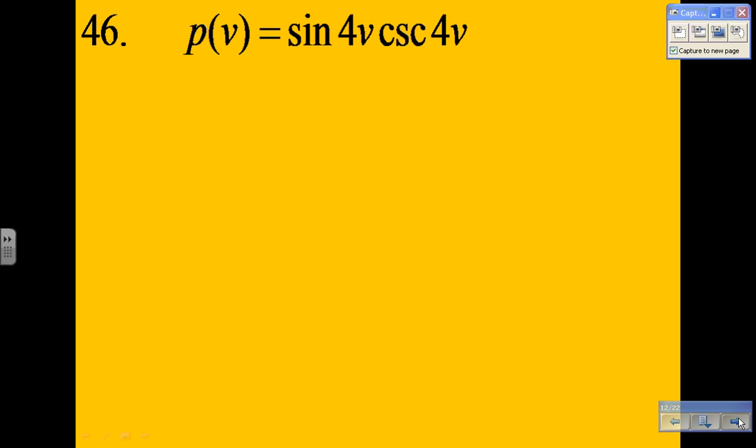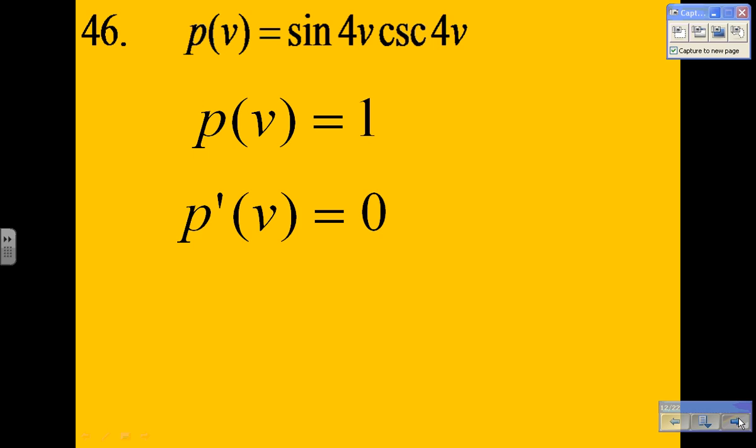Simplify. Sine times cosecant is what? 1. What's the derivative of 1? Moving on. That was easy. How is it? Because cosecant is 1 over sine. Nice job, Michelle. You would have to simplify it all the way down to 0. Yeah, it would simplify it all the way down.